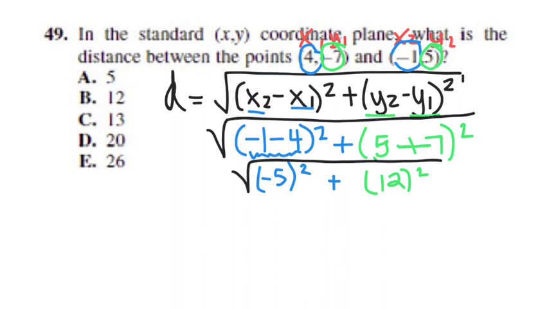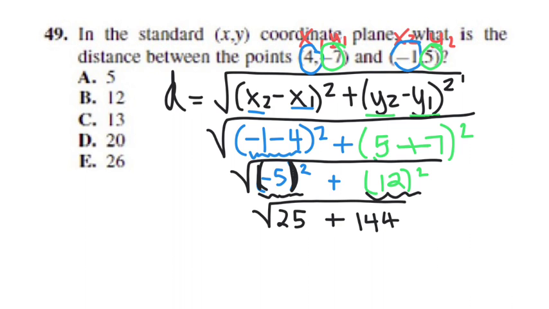Okay, then go through and square your numbers. So -5 squared is -5 times -5, which is positive 25. Okay, if you're going to use the calculator, you have to put these parentheses to square a negative. Plus 12 squared, which is 144. Again, that's all in the square root.